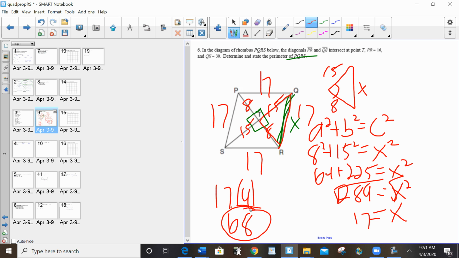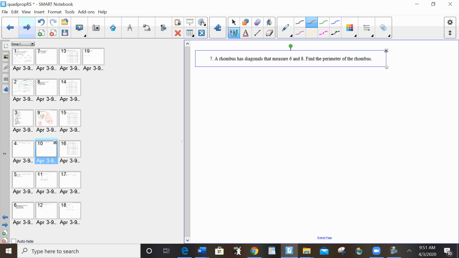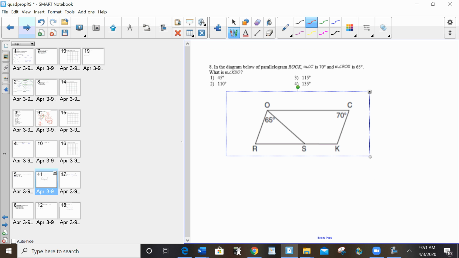68. Boom. So whenever you're given a rhombus, understand that a rhombus has right triangles within it, because diagonals are perpendicular. Diagonals also bisect each other, and from there you do your Pythagorean theorem. So you'll see one of those in your exam. 7's the same thing. I'm not going to go over that now.